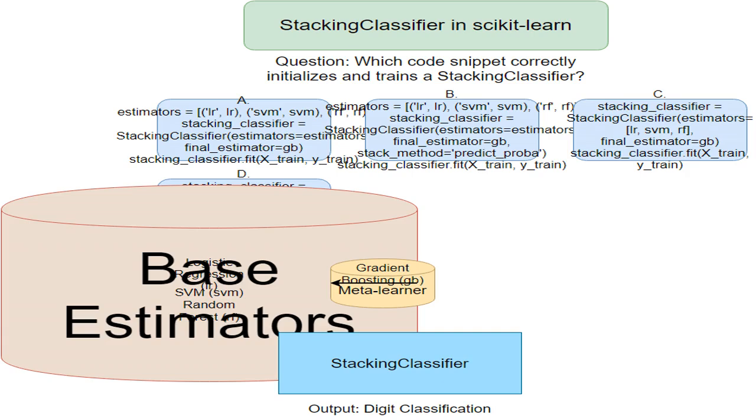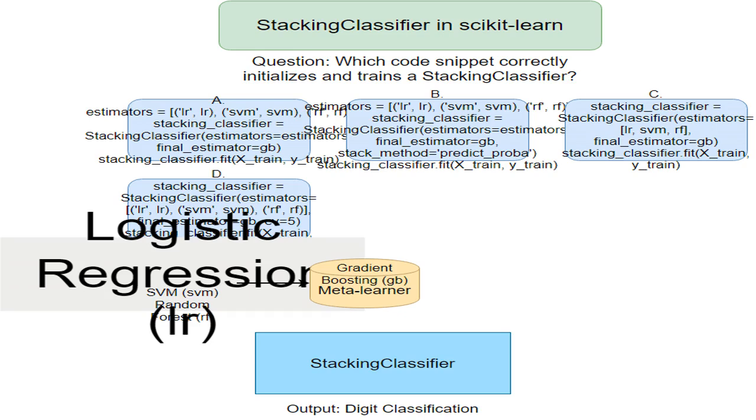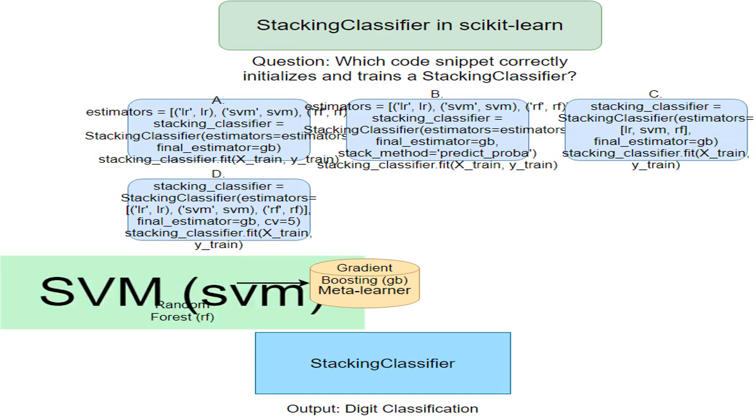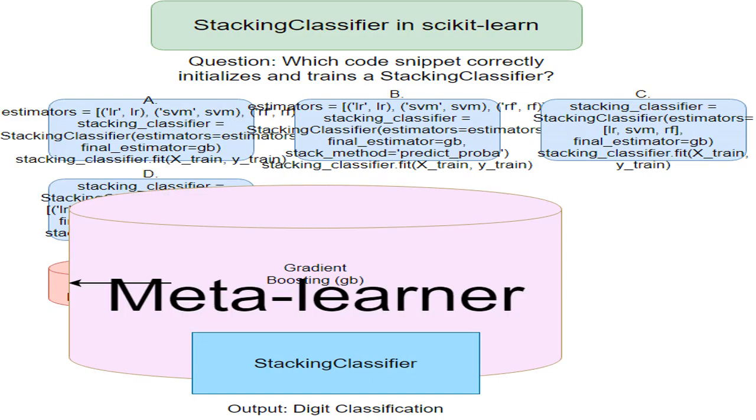This is a simple and efficient classification algorithm. LR is just an abbreviation. A support vector machine, SVM, is another powerful classification algorithm, effective for high-dimensional data. Gradient boosting, GB, is a meta-learner that works by combining multiple weak learners to create a strong predictive model. A random forest, RF, is an ensemble learning method that combines multiple decision trees to improve prediction accuracy and robustness. In stacking, the meta-learner learns from the predictions of the base estimators to make the final prediction. Think of it as a teacher that learns from the students' base estimators to improve its own performance.